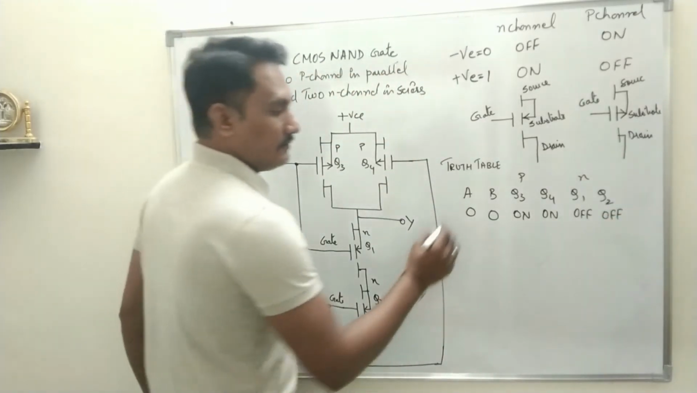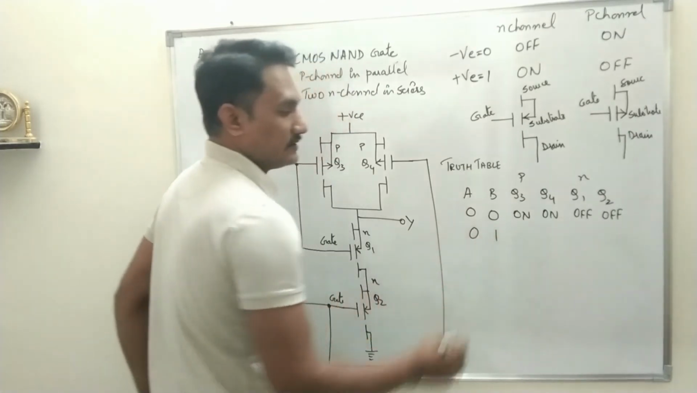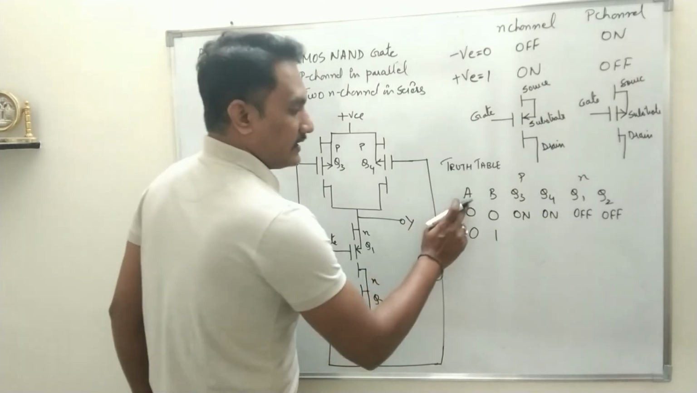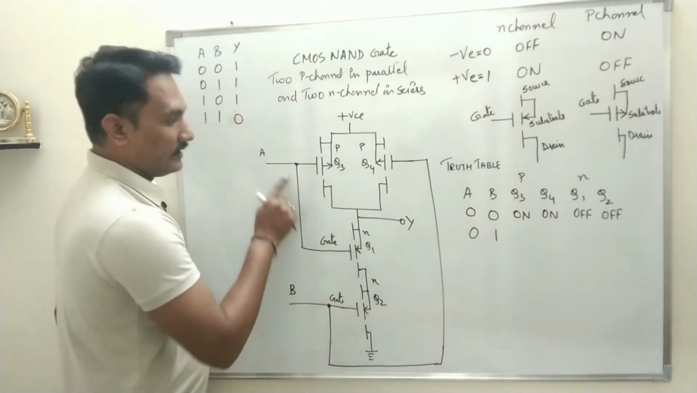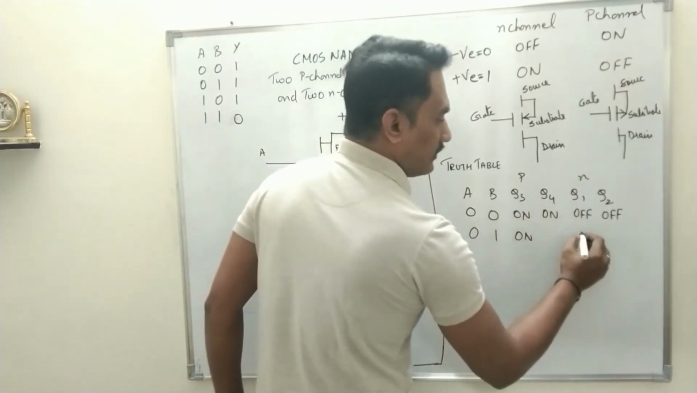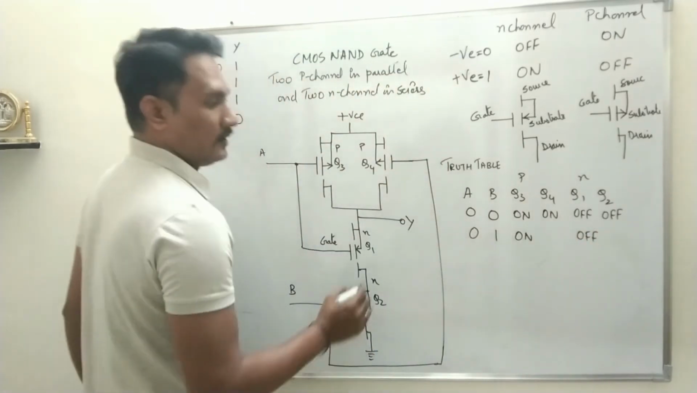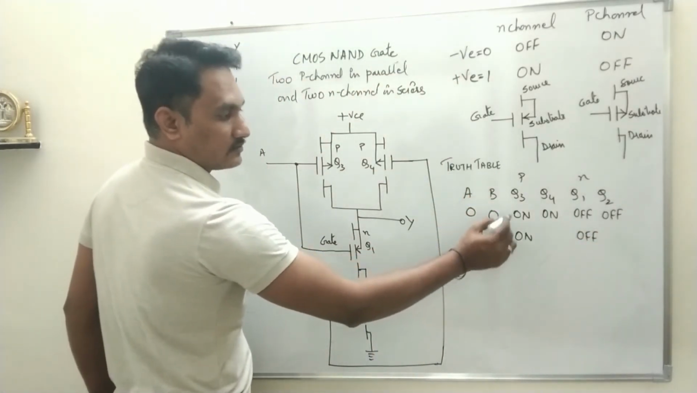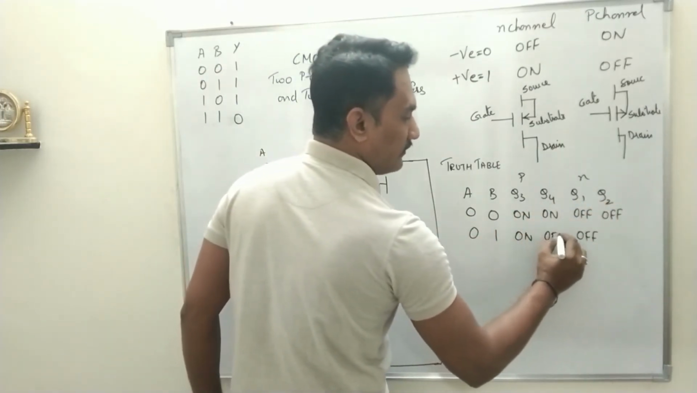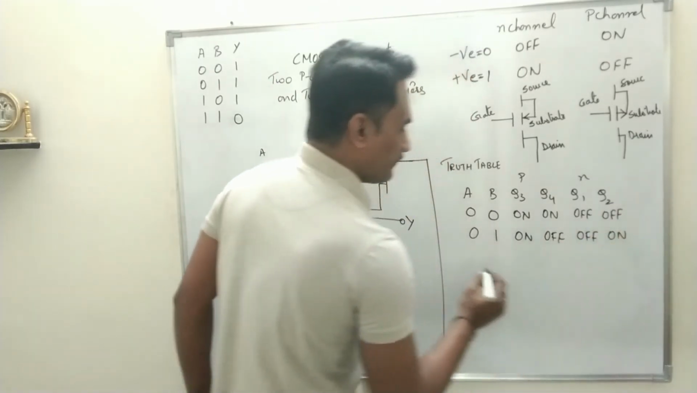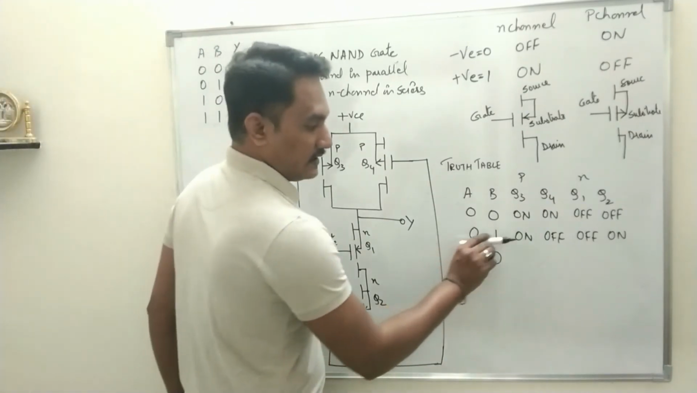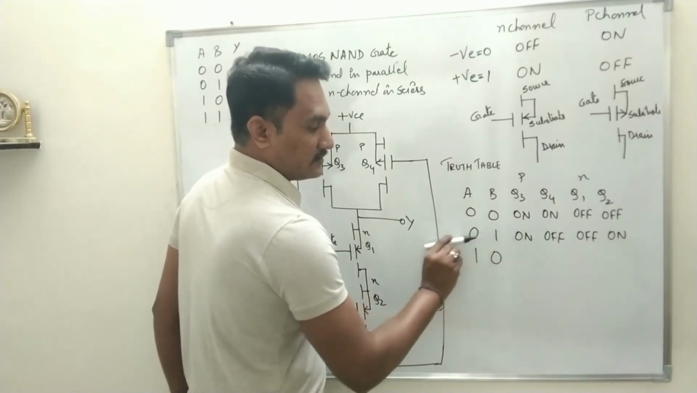Next, we make A equal to 0, B equal to 1. The second condition, A is 0, B is 1. What are the transistors connected to A? Q3 and Q1, and we haven't changed A, so Q3 and Q1 remain as they are. Q3 will be on, Q1 will be off. But now B has changed from 0 to 1, so the condition will change for Q4 and Q2. Q4 will now be off, Q2 will now be on. Next, A is 1 and B is 0. It is the opposite condition of the second one, 0 and 1, now 1, 0.